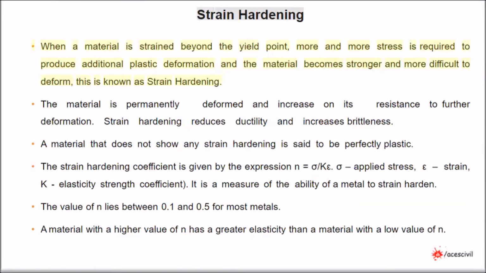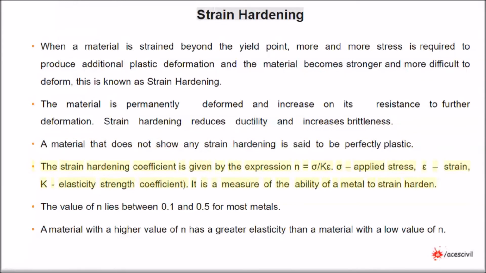When a material is strained beyond the yield point, more and more stress is required to produce additional plastic deformation, and the material becomes stronger and more difficult to deform. This is known as strain hardening. The material is permanently deformed and increases its resistance to further deformation. Strain hardening reduces ductility and increases brittleness. A material that does not show any strain hardening is said to be perfectly plastic.